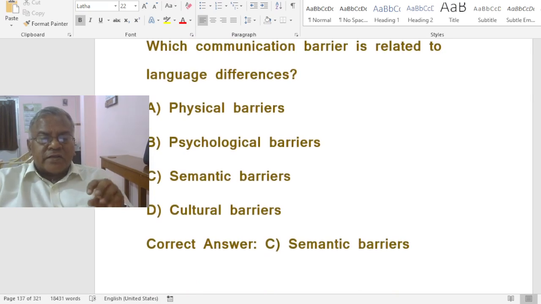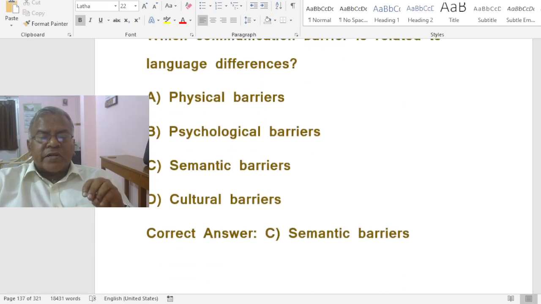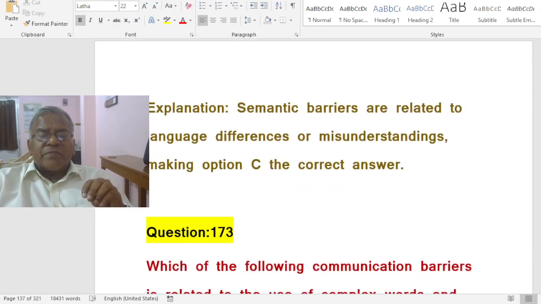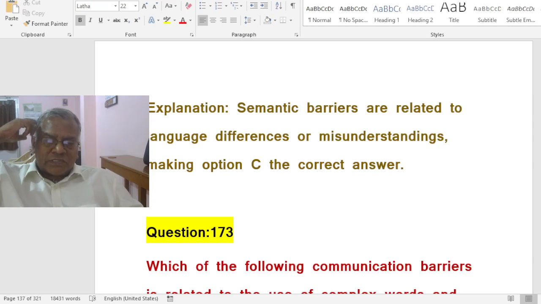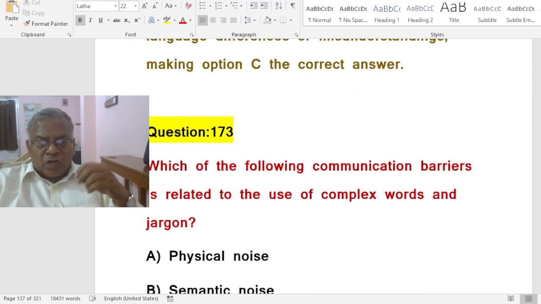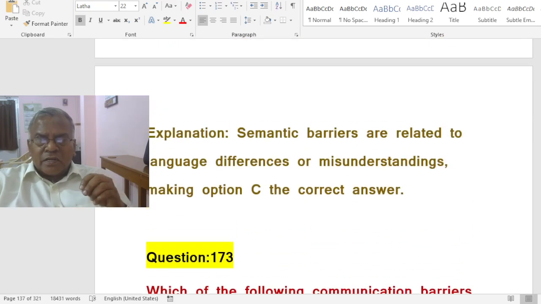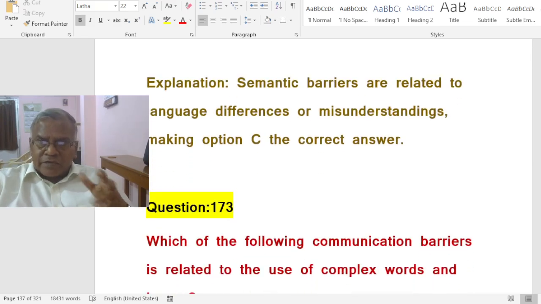A. Physical barriers, B. Psychological barriers, C. Semantic barriers, D. Cultural barriers. Semantic barriers. That is, semantic barriers are related to language differences or misunderstandings, making option C the correct one. Semantic barriers are about the language, that is, related to language problems, right? That is the idea here. Language differences or misunderstandings among the language groups.